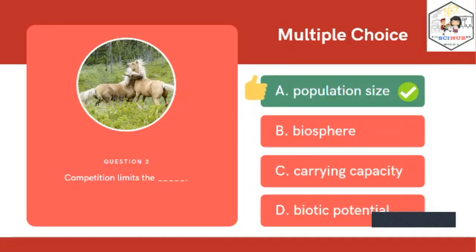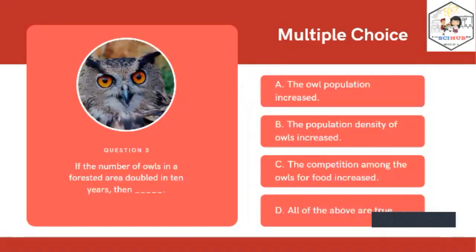So competition, of course, limits the population size, because if there are many organisms or species that are competing against each other, it will definitely affect their size. It can decrease or increase its population size.